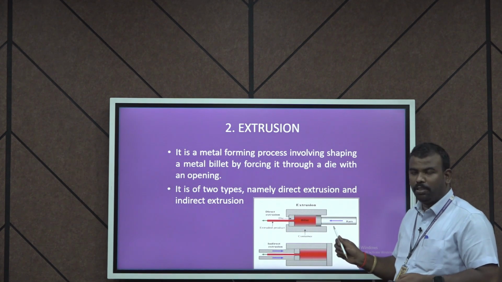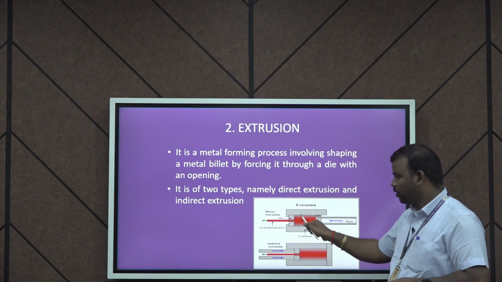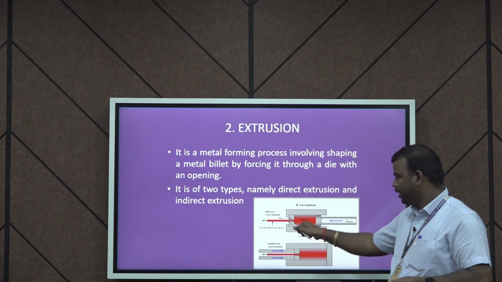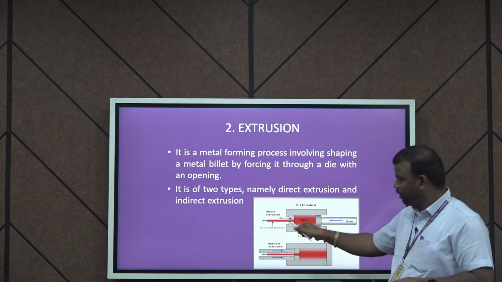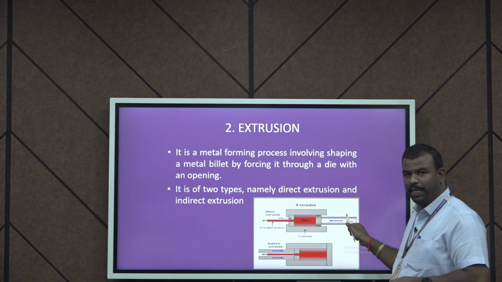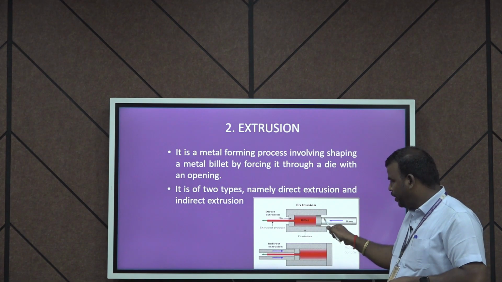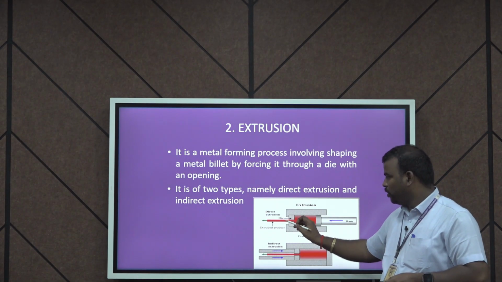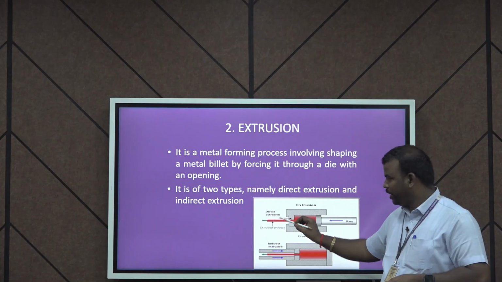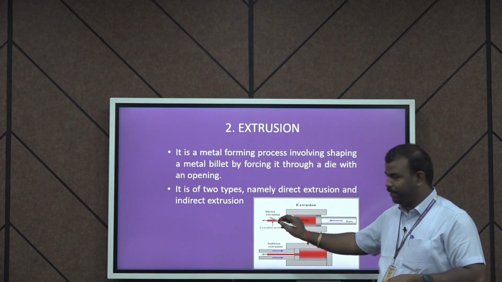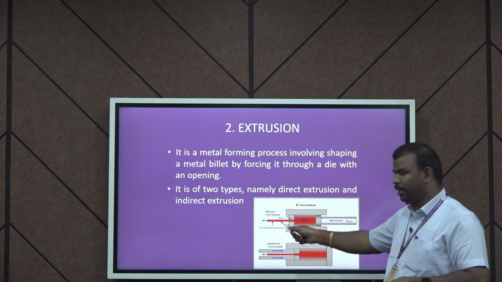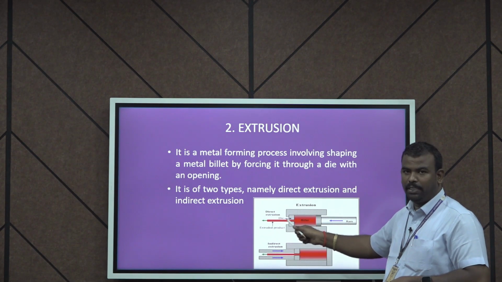In the direct extrusion process, the billet is fixed into a closed container. The closed container has one opening, the output side. Once the hydraulic press is applied on the ram, the billet is compressed and pushed outside the die. So, the deformed finished product is collected from the end side. In direct extrusion, the direction of the force applied and the finished product is the same side.